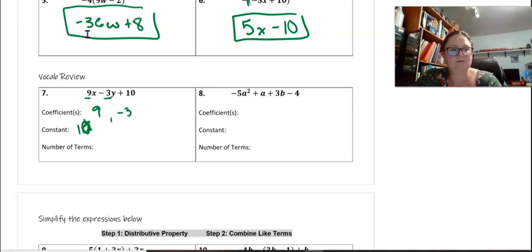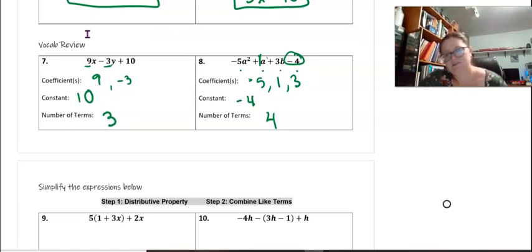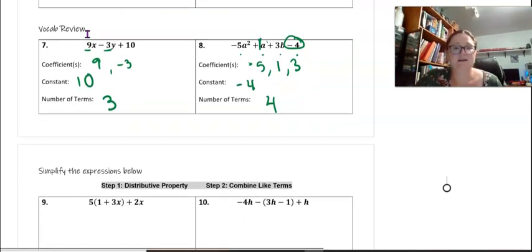And then the number of terms is we just count how many things are being added or subtracted. So in this case, there's going to be 3 terms. For this one, the coefficients are negative 5, then with just a 1 there, nothing there, it's 1, and 3. And the constant is the number by itself, which is negative 4. And then the number of terms is 1, 2, 3, and 4. That won't be on the quiz, but it is good things to know. If you didn't know that, now you do.